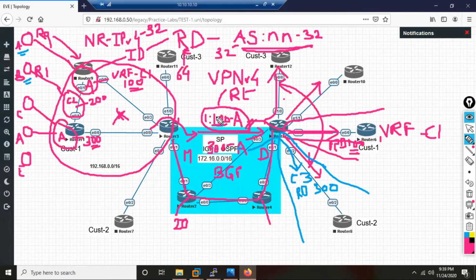Now only BGP can carry this new type of route. And what is this new type of route? We call it a VPN v4 route. How big is this VPN v4 route? 96 bit. Why? Because IPv4 is already 32, and this AS colon NN, this extended community, is 64 bit. Clear?